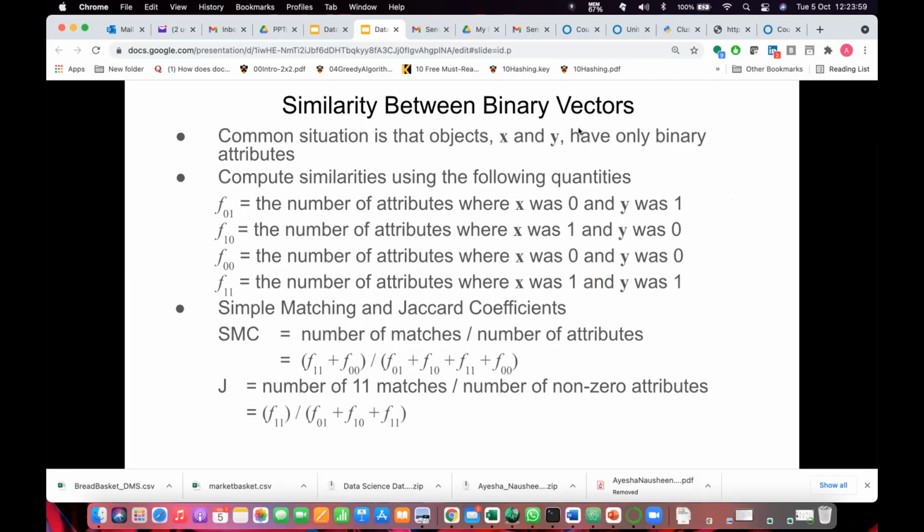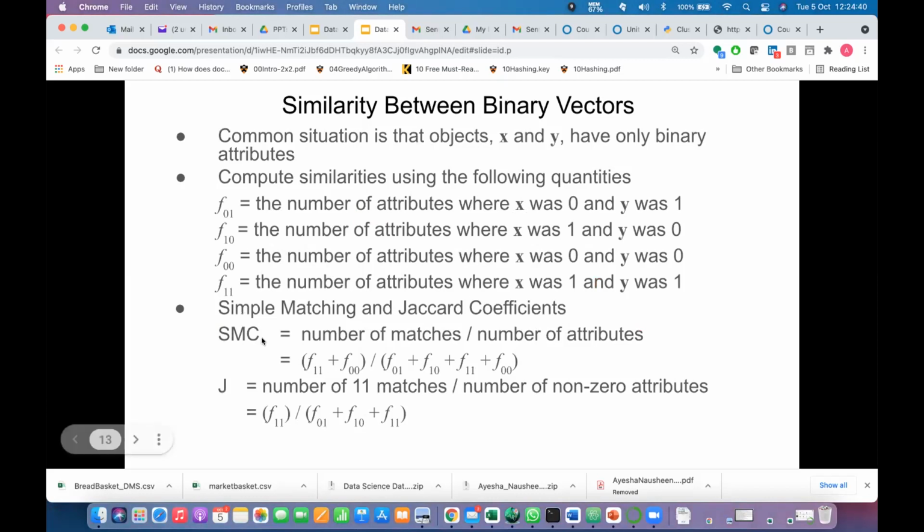Similarity between binary vectors. A common situation is that objects x and y have only binary attributes, like an asymmetric attribute, which is either present or not in the object. Compute similarities using the following quantities. F01 is the number of attributes where x was 0 and y was 1. F10 is the number where x was 1 and y was 0. F00 is where both are zeros, and F11 where both are ones. Simple matching and Jaccard coefficients are commonly used.